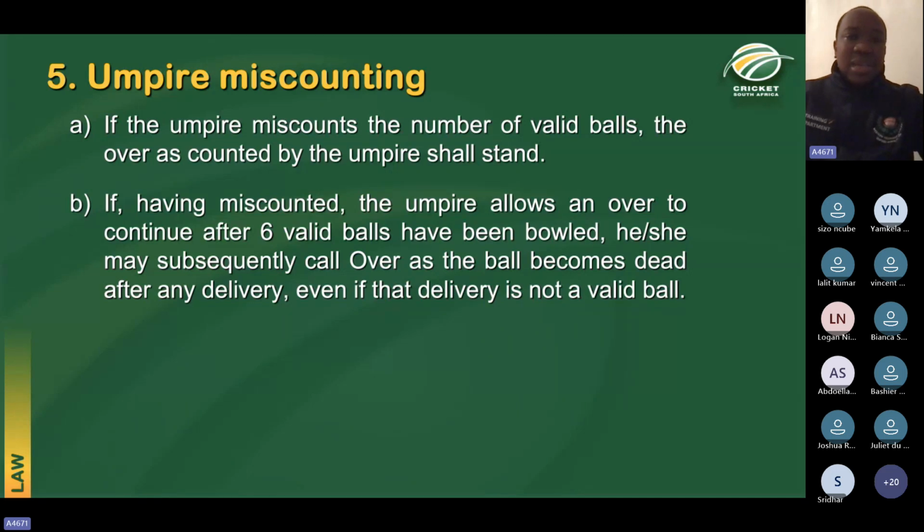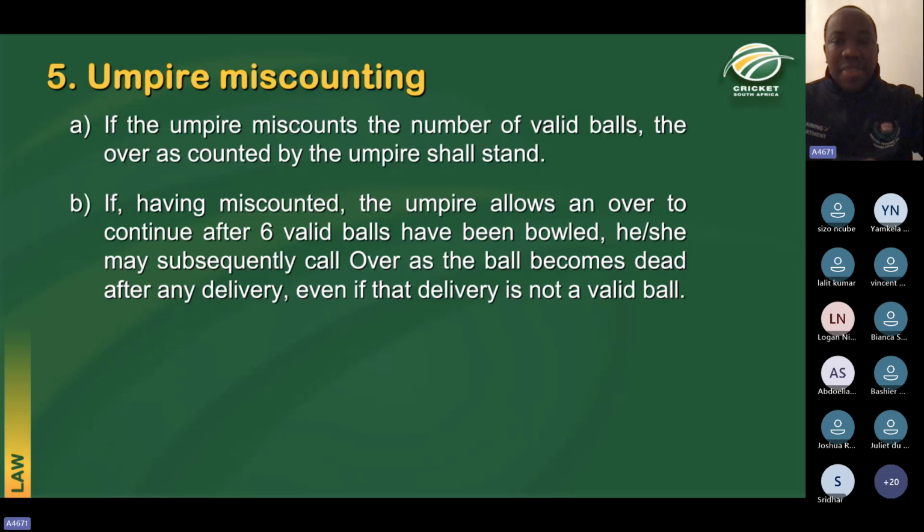If, having miscounted, the umpire allows an over to continue after 6 valid balls have been bowled, he or she may subsequently call over as the ball becomes dead after any delivery, even if that delivery is not a valid ball. Let me give you an example to illustrate what the law is trying to teach us here. If 6 legal deliveries have been bowled and the 7th delivery is a no ball, usually we would bowl another ball after a no ball.